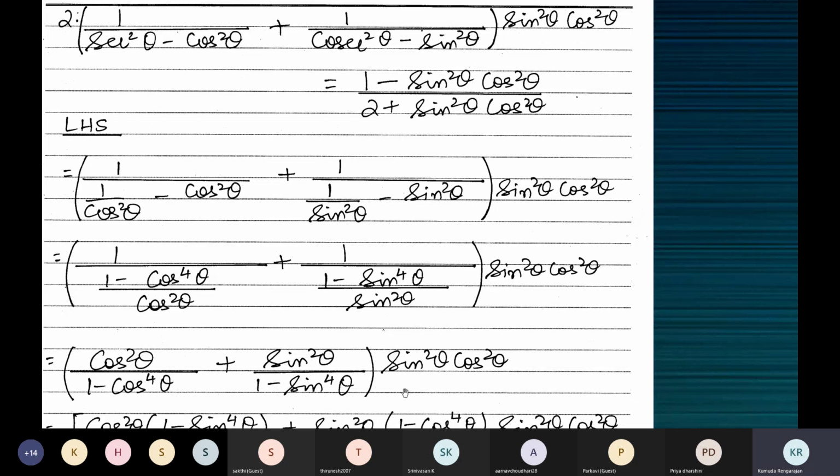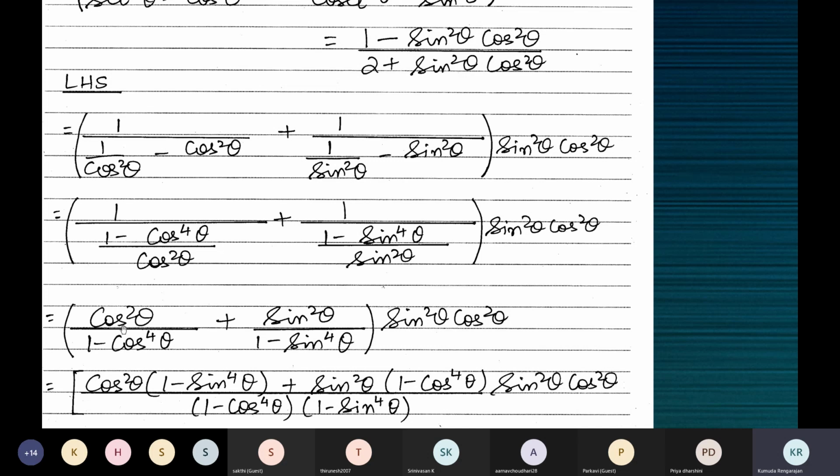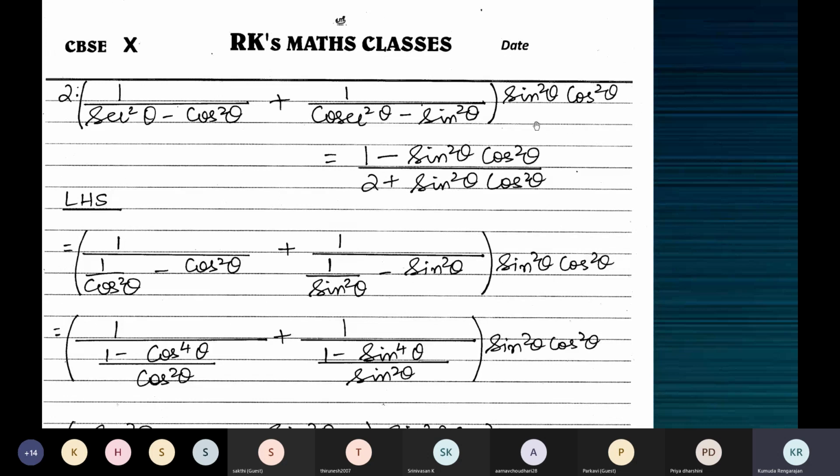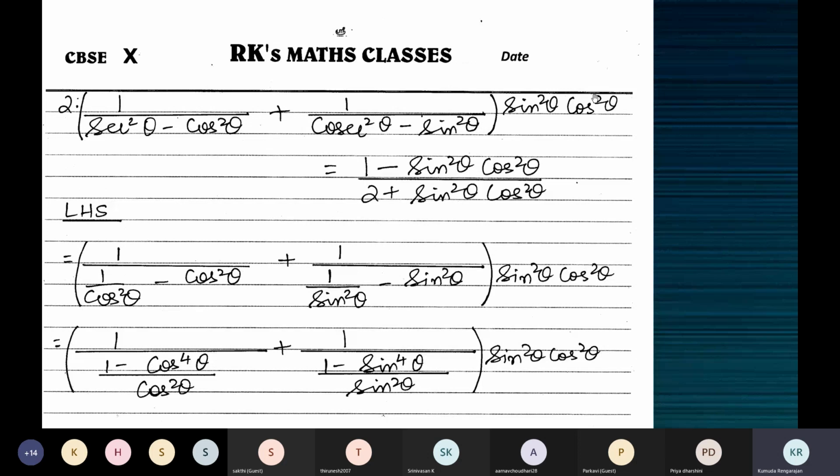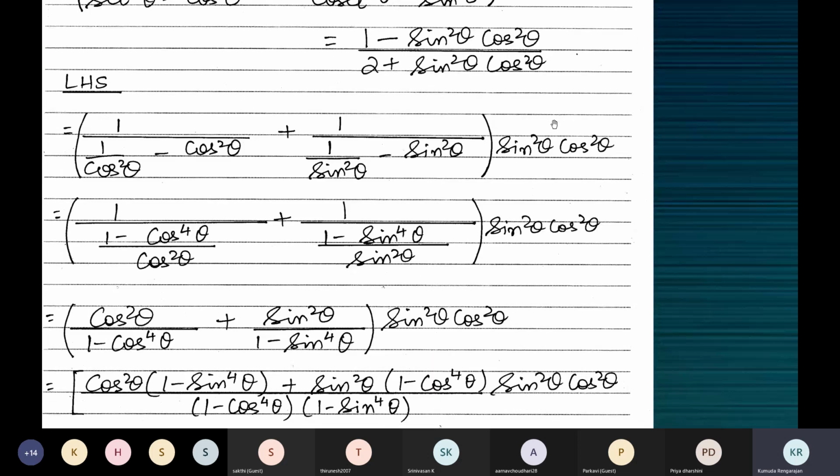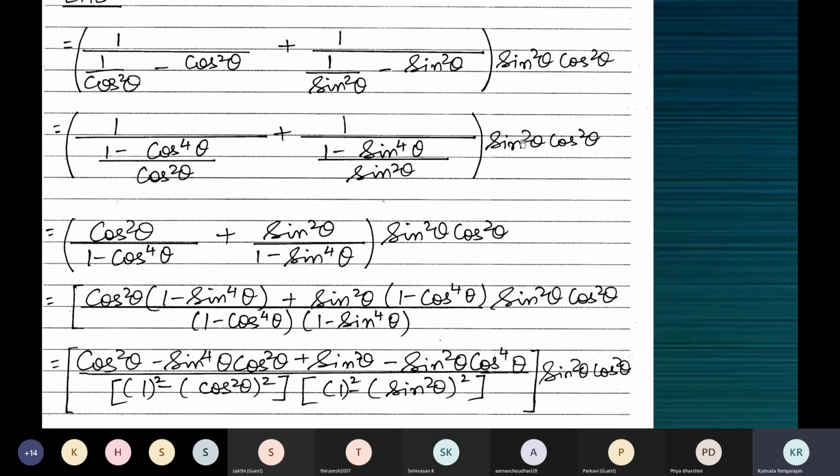So this is the next step. And after this, the common denominator is 1 minus cos theta to the power 4 into 1 minus sin theta to the power 4. That's the common denominator. So multiply these two and write it as a common denominator. See here, this goes up to the numerator. This goes up to the numerator. So like this. This into sin square theta cos square theta is here. It's there already in the LHS. See here, sin square theta cos square theta is already there in the LHS, and that's just coming down as it is.